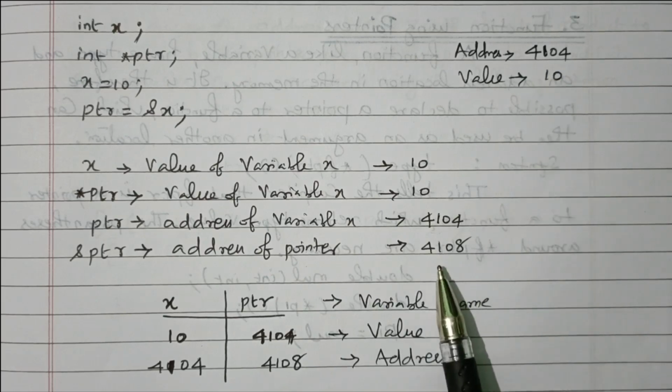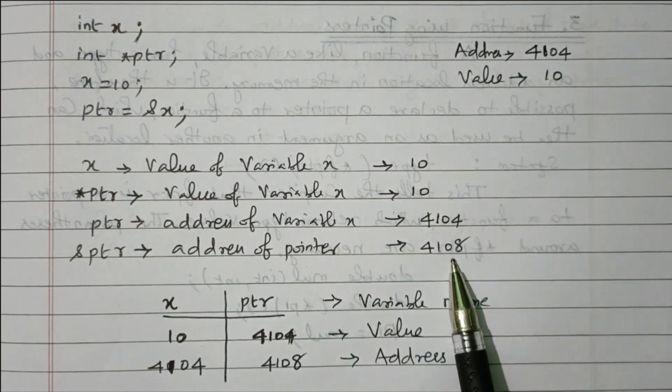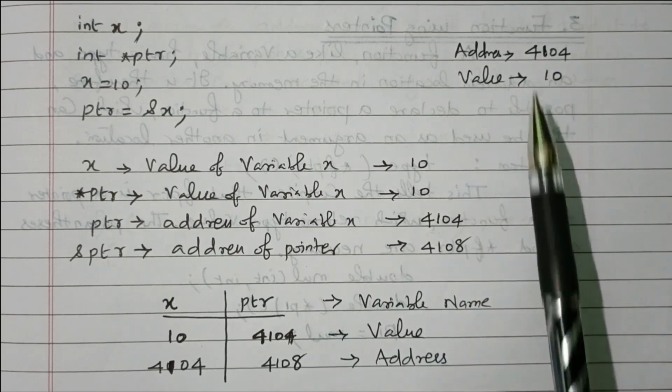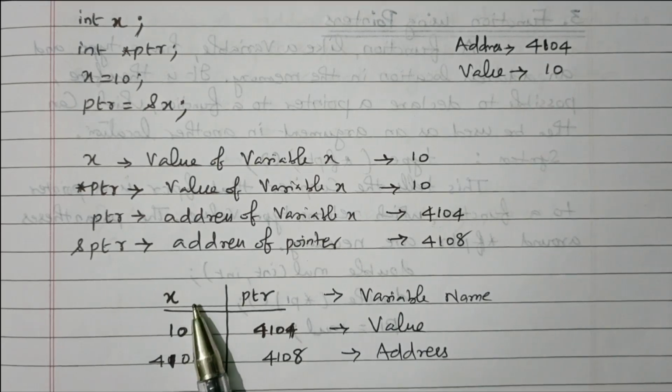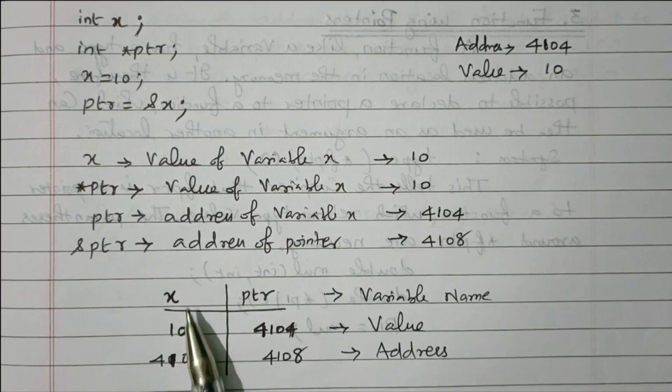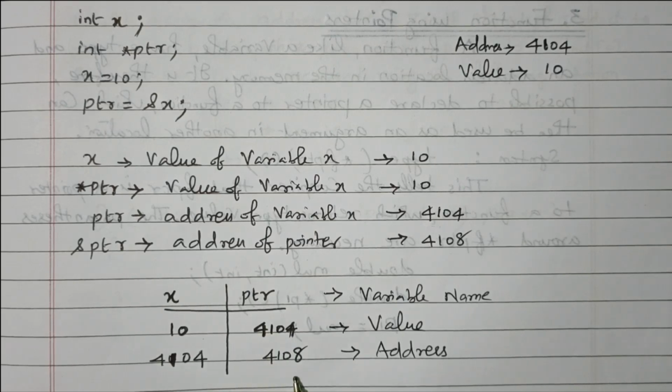That is 4108. This 4108 is the address where 4104 is stored, right? So the tabular column is given here. x is 10. The x value 10 is stored at 4104, the address of x. This 4104 is stored at 4108, which is the address of the pointer variable, and the value stored there is the address of the variable x.